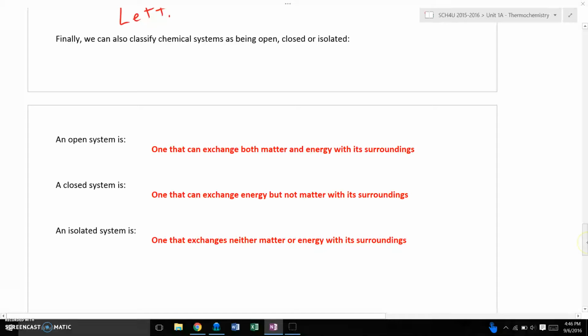So we can also classify the overall systems in three different ways, as being open, closed, or isolated. If you remember, the system is really where the reaction is happening. If both energy and matter can exchange with the surroundings, you have an open system. As an example, if you look at my log burning outside, both matter and energy can exchange in a situation like that. There's no barrier there.